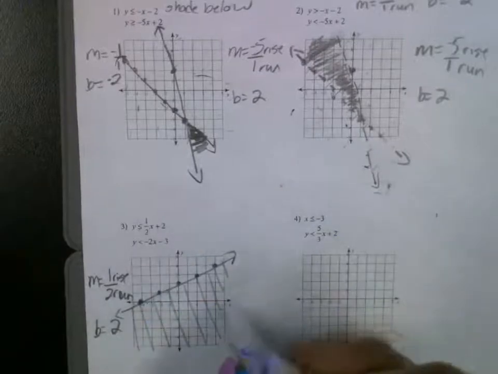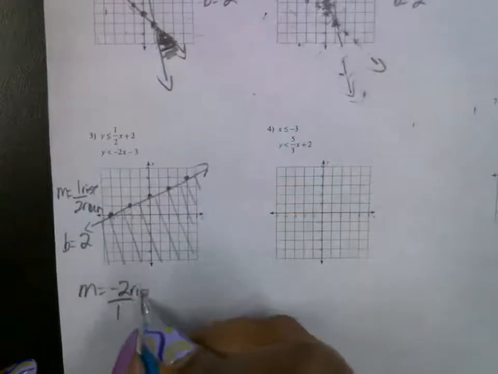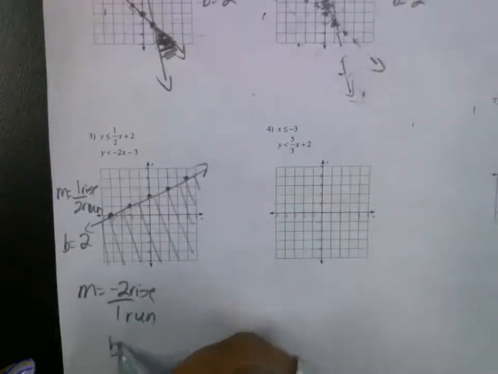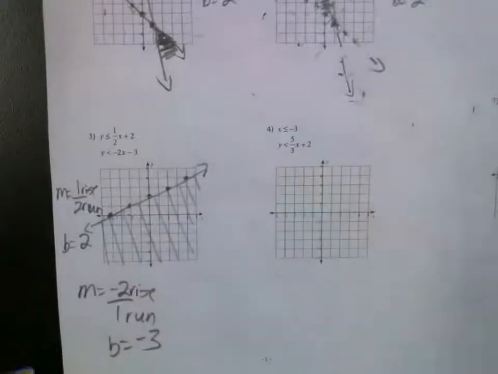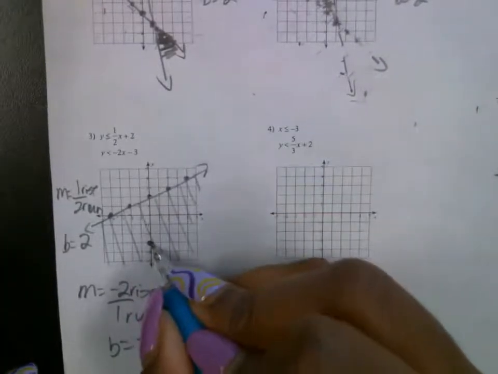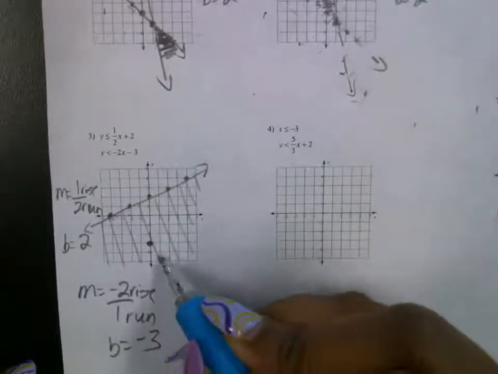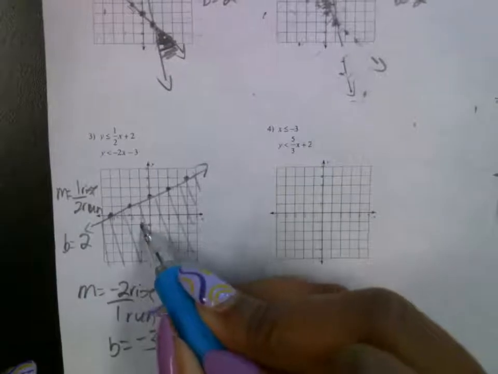Now we're going to do the second one. My m for the second equation is -2 over 1. This is my rise. This is my run. My b is -3. So I'm going to find -3 on the y-axis right here. And I'm going to go down 1, 2, and to the right 1. Points in the opposite direction, up 1, 2, and to the left 1.